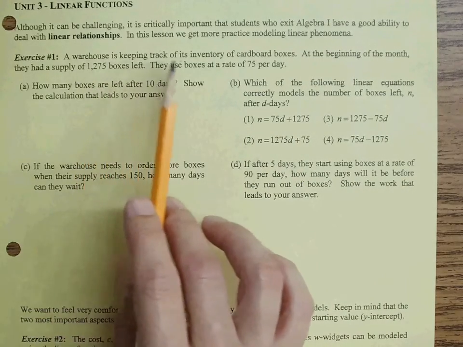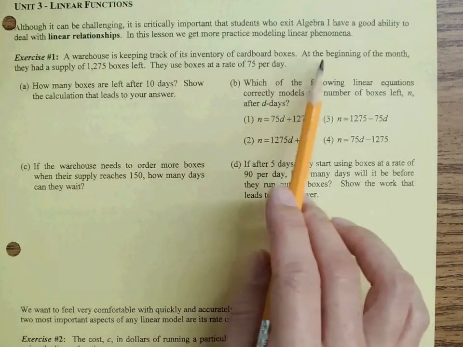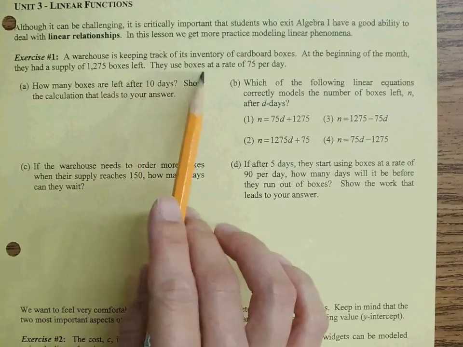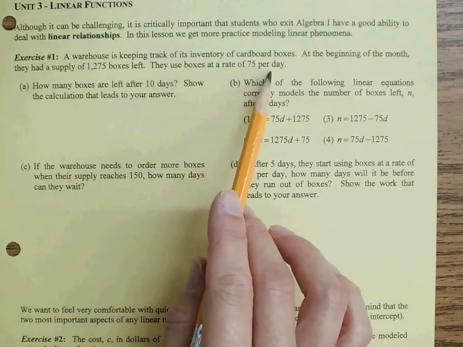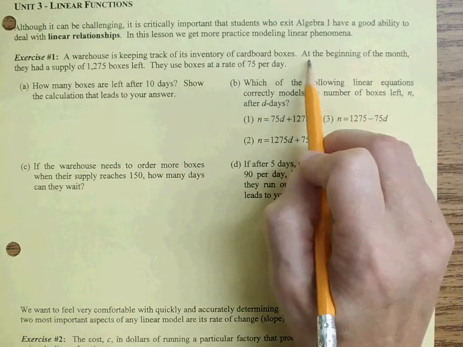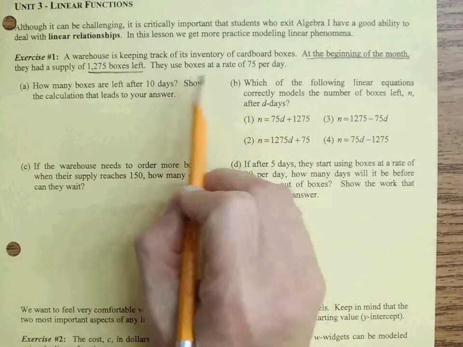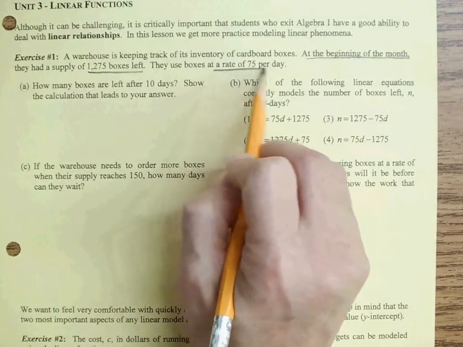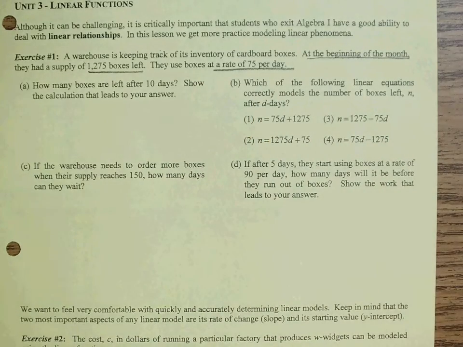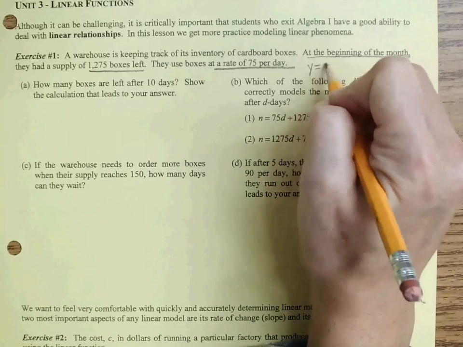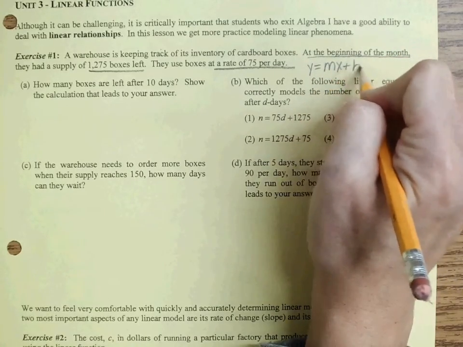We have a warehouse keeping track of its inventory of cardboard boxes. At the beginning of the month, they had a supply of 1,275 boxes left. They use boxes at a rate of 75 per day. So they tell you how many boxes they have at the beginning of the month, and they use boxes at a rate of 75 per day. So hopefully you see right off the bat, they're talking about an initial value and a rate of change. So if I have to create an equation, I'll probably be using y equals mx plus b.